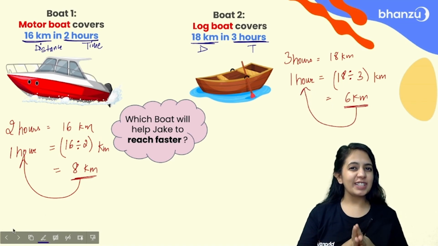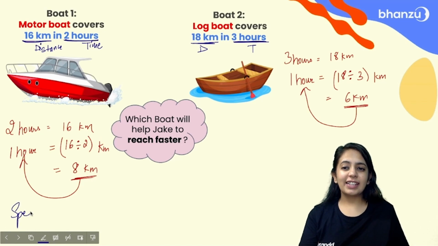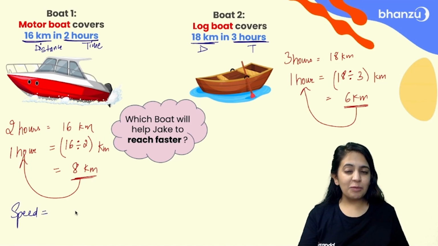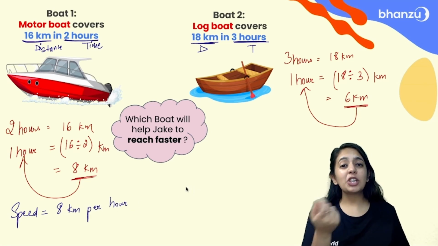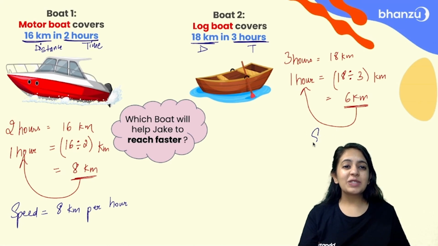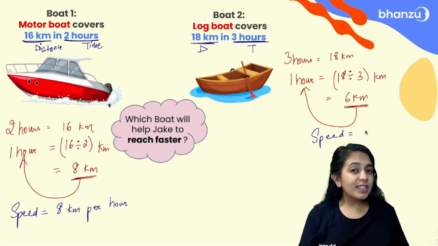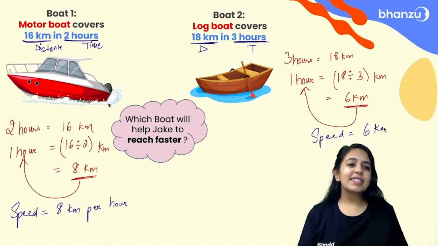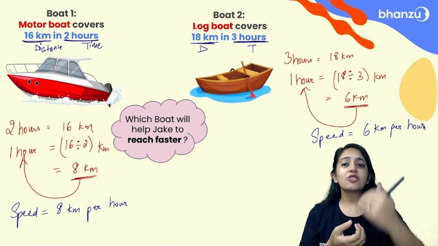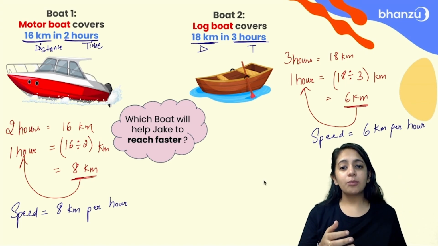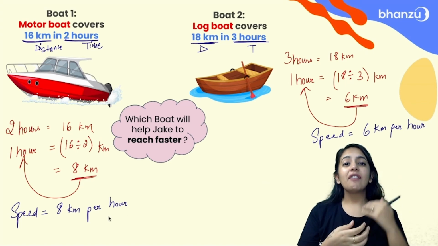Okay, so you know what we did over here? We have actually calculated their speeds. So the speed of the motorboat is 8 kilometers per hour. In 1 hour, it can travel 8 kilometers. So that's the speed, 8 kilometers per hour. Likewise, what do you think is the speed of the logboat? The speed of the logboat is 6 kilometers per hour because the logboat can travel 6 kilometers in 1 hour. In every 1 hour, it can travel 6 kilometers. Likewise, for the motorboat, in every 1 hour, it can travel 8 kilometers.